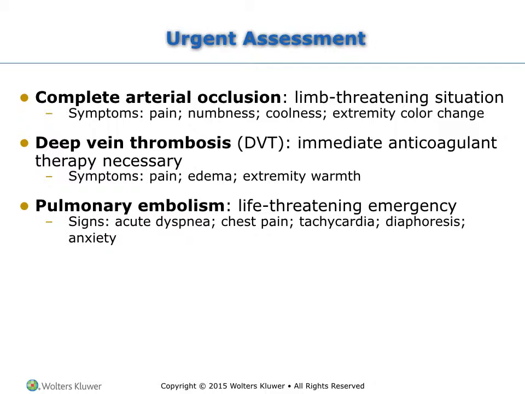A deep vein thrombosis is an urgent situation related to the peripheral vascular system. Deep vein thrombosis manifests with pain, edema, and warmth over the extremity, generally the calf. A pulmonary embolism is a life-threatening emergency caused by a thrombus that has moved and obstructed a major vessel in the lungs. The signs of a pulmonary embolism are acute dyspnea, chest pain, tachycardia, diaphoresis, and anxiety. These would require urgent assessments.